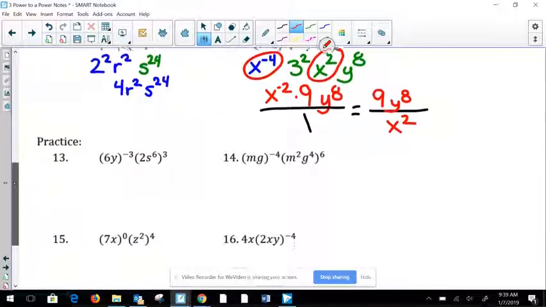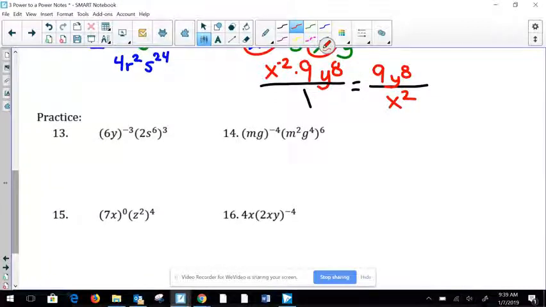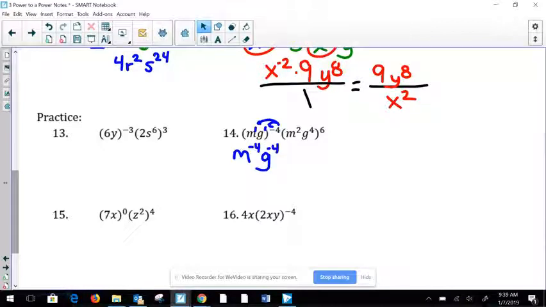Let's look at these last couple ones. I'm thinking that number 14 is the most challenging, so let's do that one together as our final problem. So let me look at my first set of parentheses. I am missing exponents, so I'm going to put my ones in its place. And then I distribute. So m, what's 1 times negative 4? Good, negative 4. G, what's 1 times negative 4? Awesome, negative 4. Done with that parenthesis.